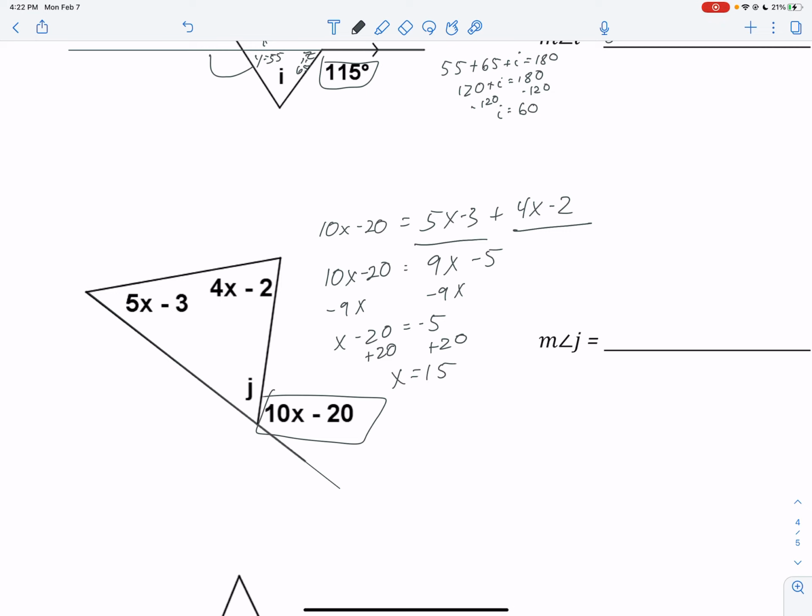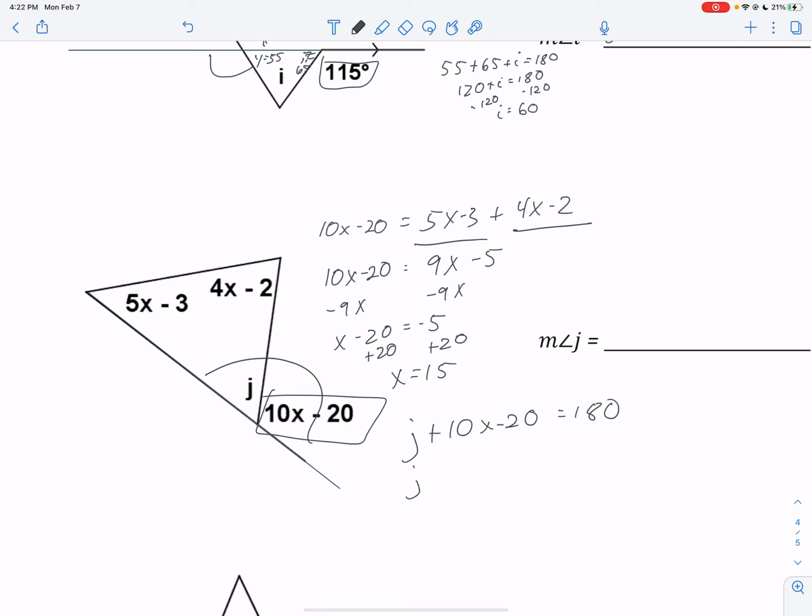x is equal to 15, but the problem didn't ask us for x, did it? It didn't ask us for x at all. It asked us for this whole thing. So there's a couple ways we can do this. We have x, so now we can say j plus 10x minus 20 right here, linear pair, equals 180.